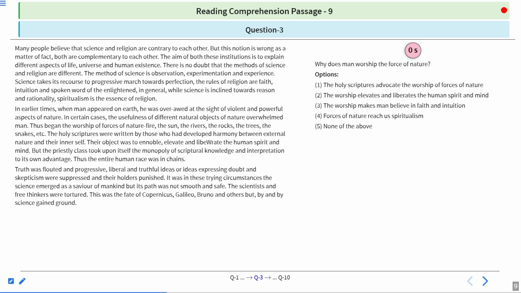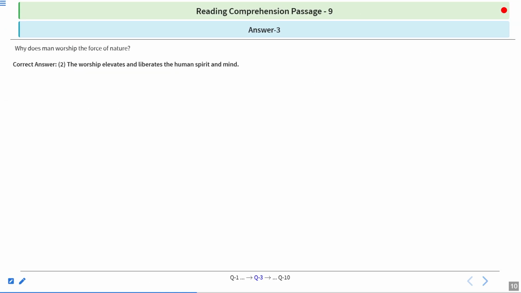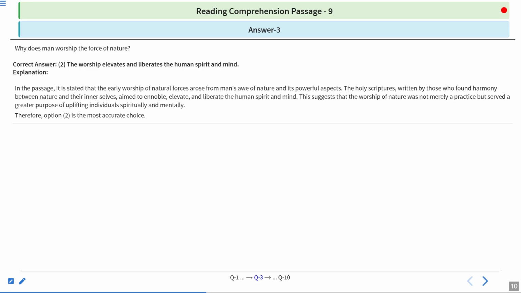I hope you've chosen the right one. Let's move to the correct answer. The correct answer is 2. The worship elevates and liberates the human spirit and mind. And the explanation is in the passage. It is stated that the early worship of natural forces arose from man's awe of nature and its powerful aspects. The Holy Scriptures, written by those who found harmony between nature and their inner selves, aim to ennoble, elevate, and liberate the human spirit and mind. This suggests that the worship of nature was not merely a practice but served a greater purpose of uplifting individuals' spirituality and mentally. Therefore, option 2 is the most accurate choice.